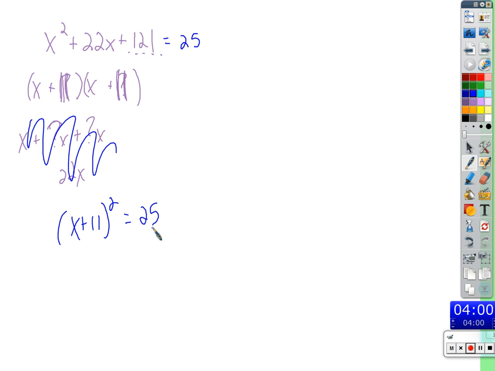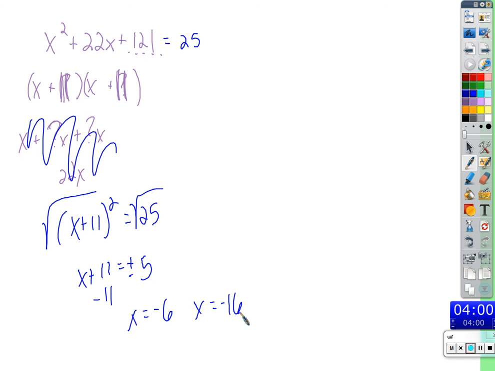What do we do now as we try to solve for x? Just like in the last section, take the square root. The square root of x plus 11 squared is x plus 11. On this side, what do we have? Forgetting something. Plus or minus 5. We subtract 11 from 5, and we subtract 11 from negative 5. Two solutions. 5 minus 11 is negative 6. Negative 5 minus 11 is negative 16. Those are our two solutions.